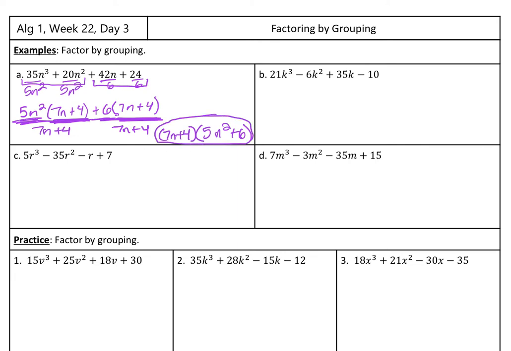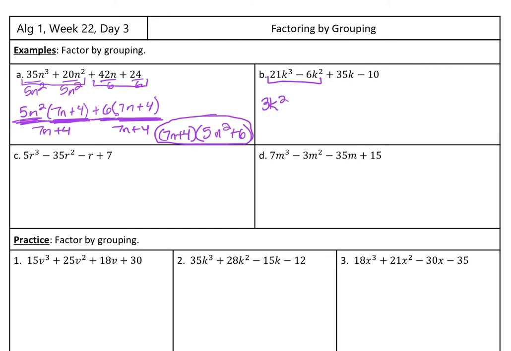And if it is, just try to figure out while I'm doing the examples what's going on. Definitely ask questions if you have them, but that's the idea here. We're going to group the first 2 and see what they have in common. In this case, they both have a 3 and a k squared.